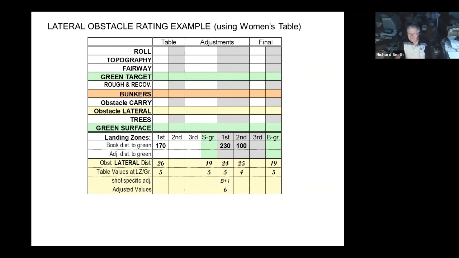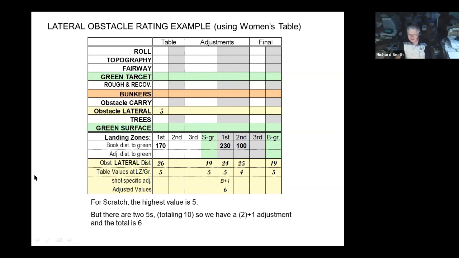Now we want to go up to the final answer area. Highest value is a 5 for Scratch, but we have 2 of them, and the total is 10. So we're going to have a 2+1 adjustment up here. And the final value, the total is 6.